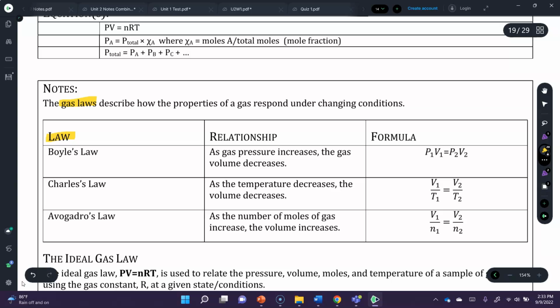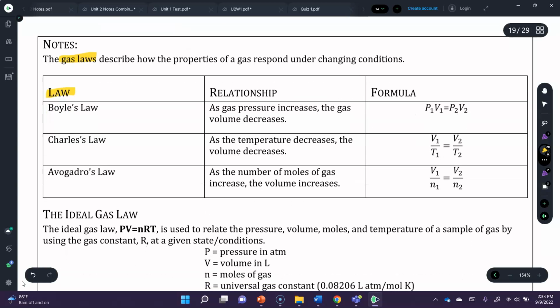So we have building block gas laws that describe how properties of a gas respond under certain changing conditions. We have Boyle's, Charles's, and Avogadro's. There is Gay-Lussac and a few other people who gave different gas law equations. We'll get to them in future sections as well. But here are some that help us start. These all gave rise to the ideal gas law. We have the relationship here and the formula.